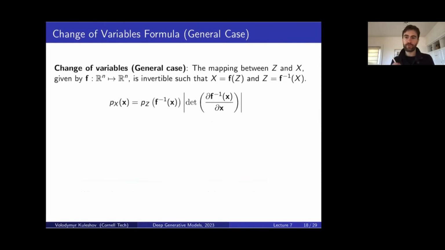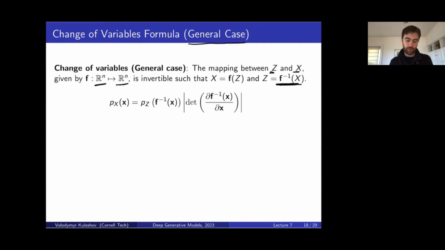The full version of the change of variables formula, where we are in the general case. Here we have an f that's a vector valued function. It's an invertible mapping from Rn to Rn. So it takes a z and it spits out an x. Because it's invertible, I assume that it has an inverse f^-1.